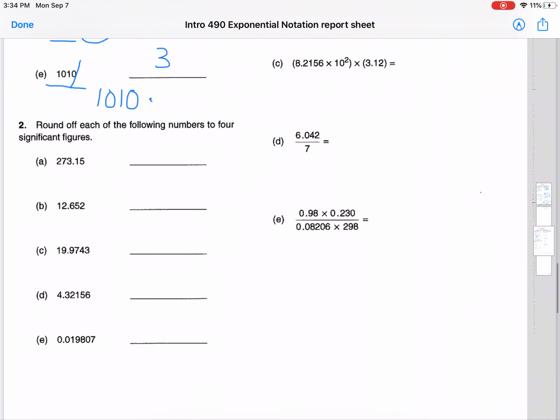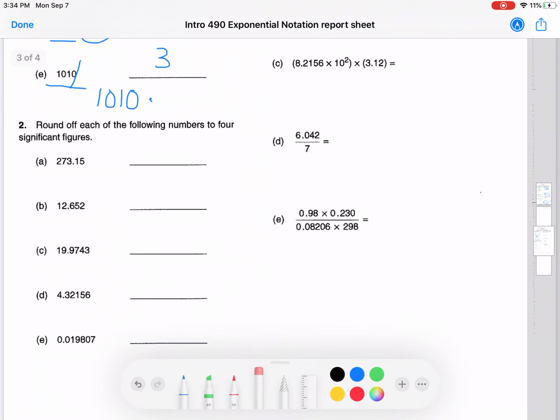Round off each of the following to 4 significant figures. 273.15, so you're going to be dropping the 5. If you are dropping this 5 and the number retained is an odd number, you're going to add 1: 273.2. And then this one, you're going to drop this number, so 12.65. If it is less than 5, you're not going to be adding. And again you're going to be dropping 4 and 3, 19.97. So you're not going to be adding anything.